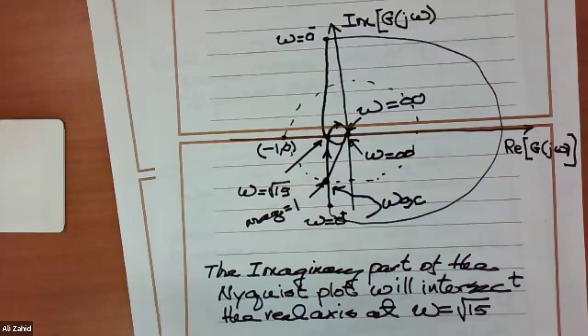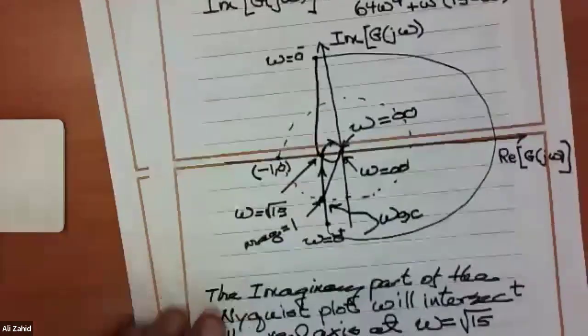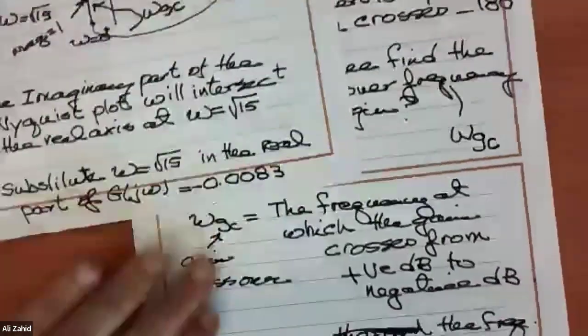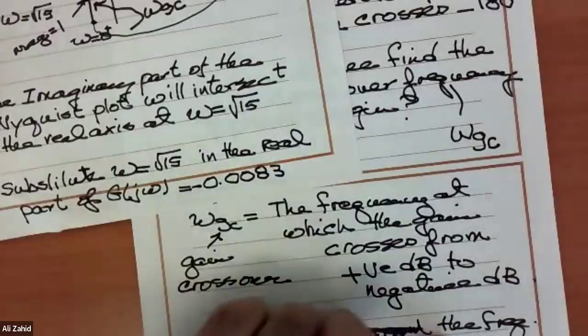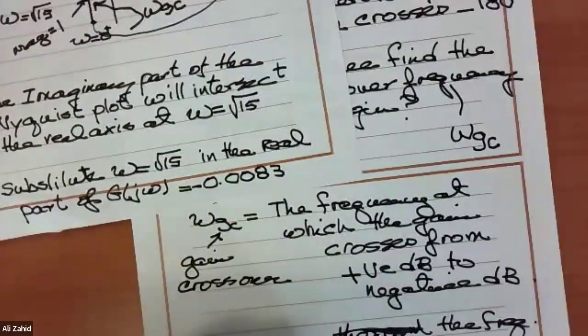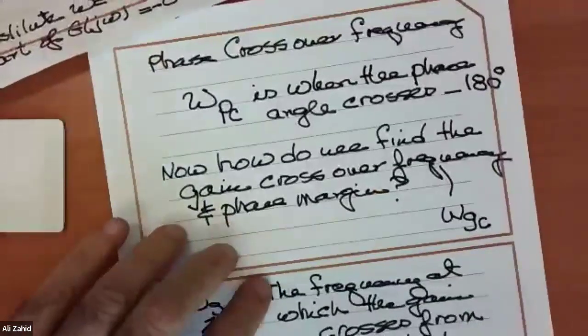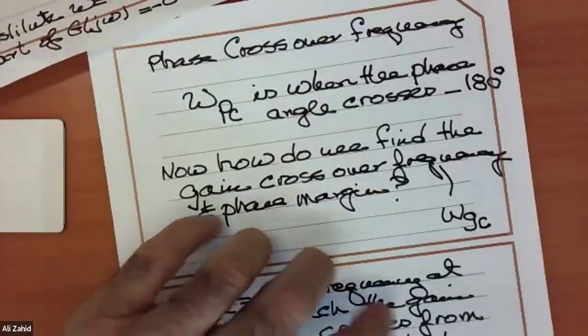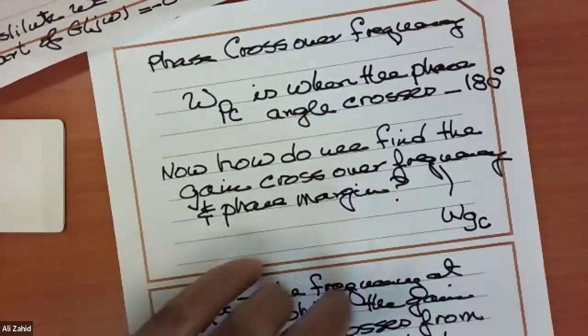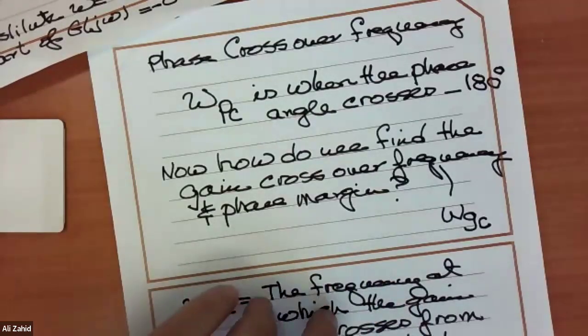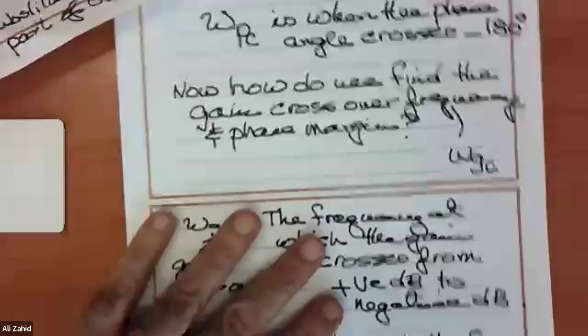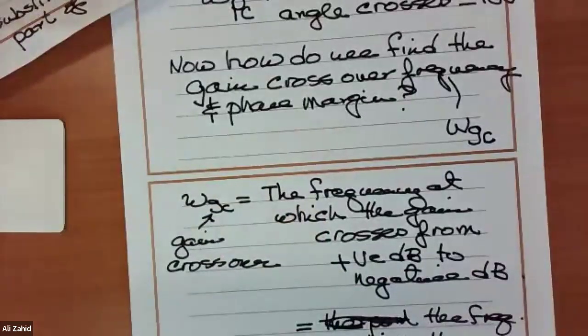Now do you understand why they call it the gain crossover frequency? Yes, it's when it goes from positive dB to negative dB. It's the frequency at which the Nyquist plot intersects with the unit circle, which means the frequency at which the gain crosses from positive dB to negative dB. Did you get it?